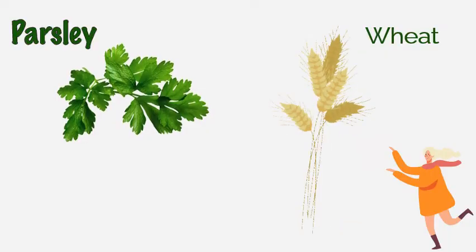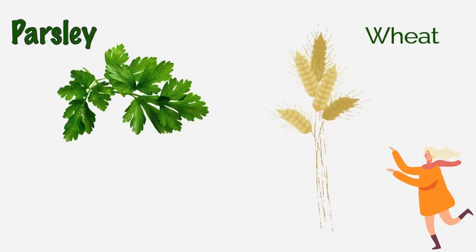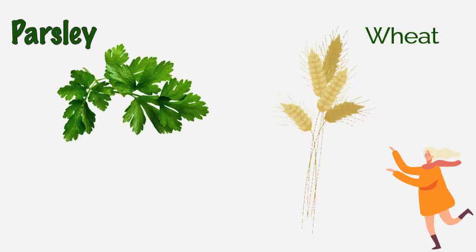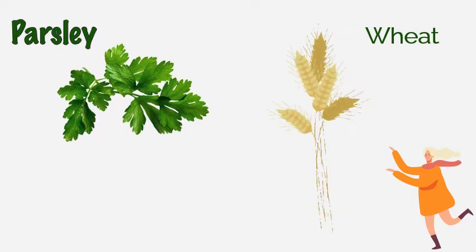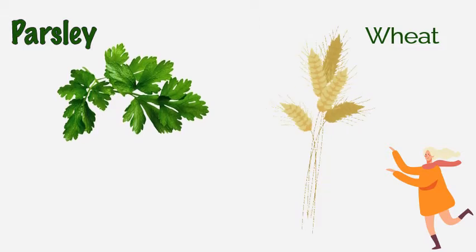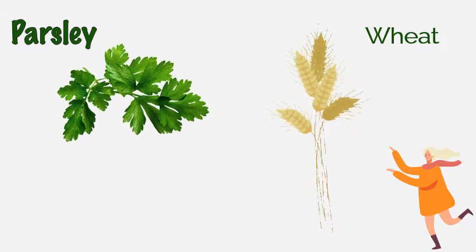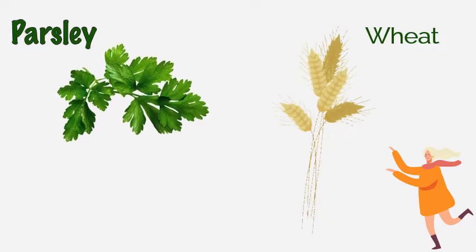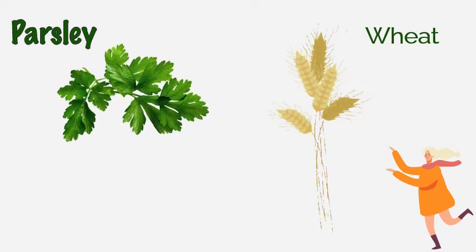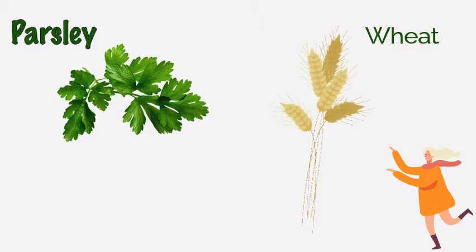Here we can see parsley and wheat. I want to tell you that parsley is a very healthy vegetable that is used in our daily life. For example, parsley is used to make tabbouleh, which is very healthy. We have wheat. We're going to watch a short video about wheat. Wheat is used to make flour, and flour is used to make pizza or bread. We're going to learn more.